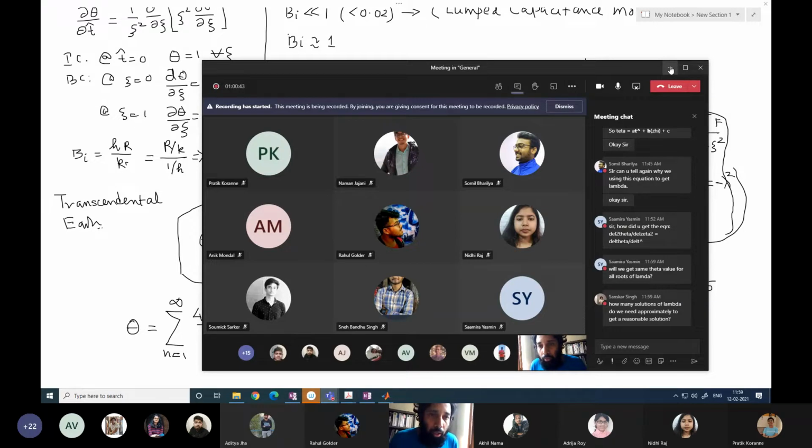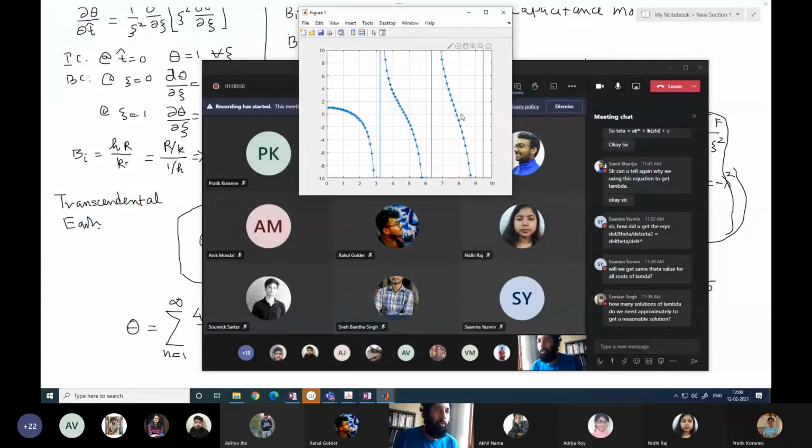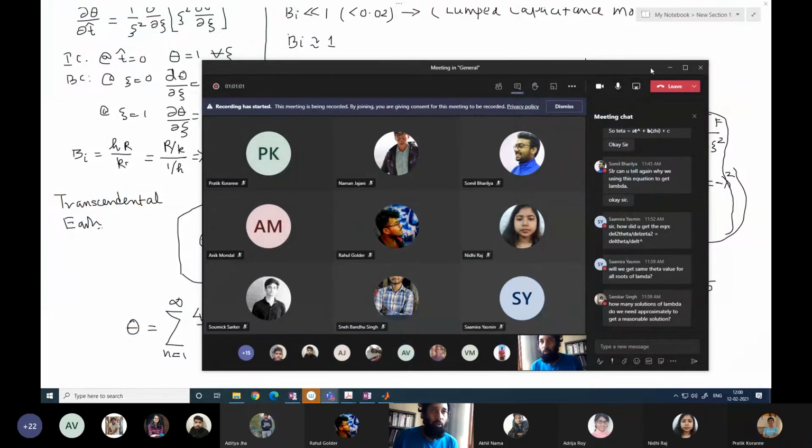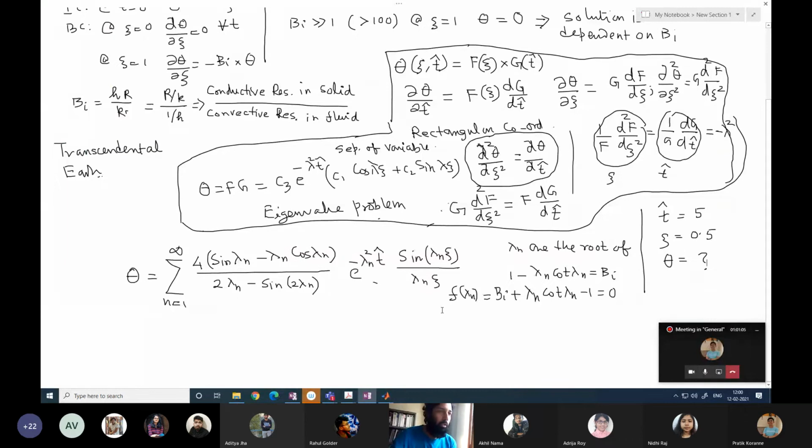How many solutions of lambda do we need approximately to get a reasonable solution? 4. If nothing is said in the question, you should take 4 lambda values. That means you go to this plot, get lambda 1, lambda 2, lambda 3 and lambda 4. Once you get them, your theta is, let us call it A_N.